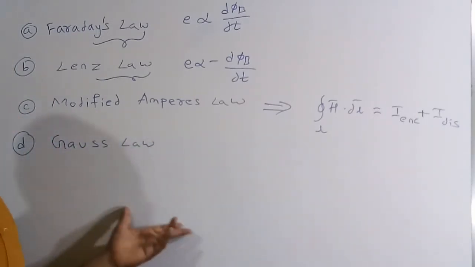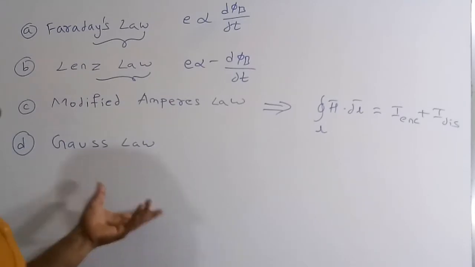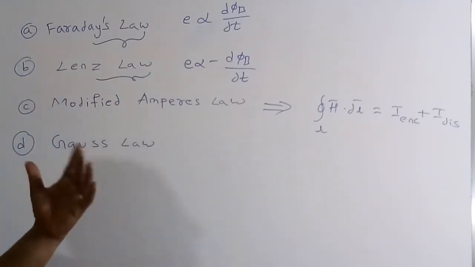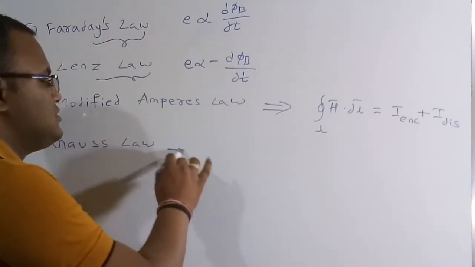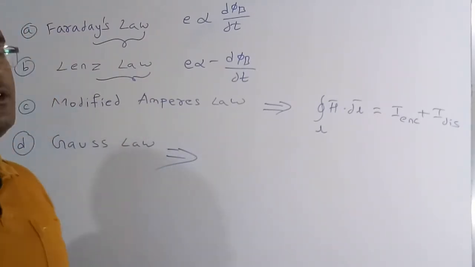And Gauss law is going to give you an expression: the net amount of electric flux passing through any closed surface is equal to the amount of charge enclosed. This is what we have just discussed. So therefore this is the correct solution of this question.